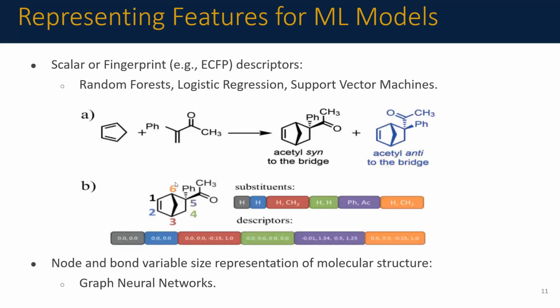And some other different ways that we might represent chemical information as input to a machine learning model could be in the form of a scalar or a fingerprint. In the case of a fingerprint, it could be a Morgan fingerprint, which I think there was also a presentation about the prior week. And in the case of having scalar or fingerprint information, typical types of models that we might work with would be a random forest, a logistic regression model, or possibly support vector machines.